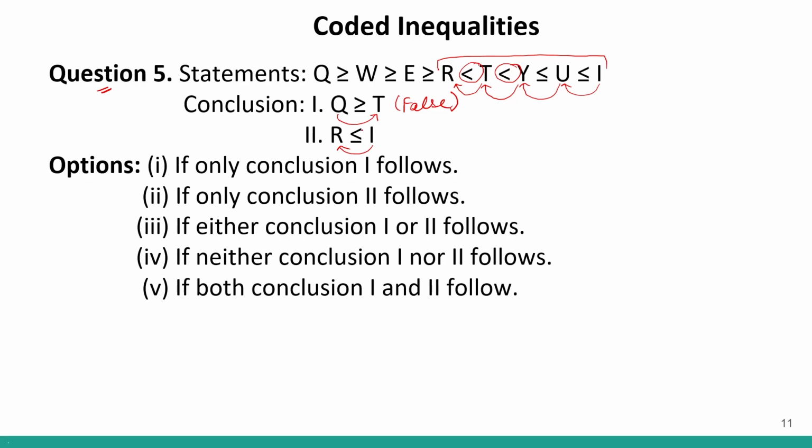Correct? So we have to find whether I is greater than or equal to R. But over here, I can conclude that I is greater than R, but I cannot conclude that I is greater than or equal to R. This much information I can conclude. So this statement will be false. Okay. So my answer will be option number 4, that neither conclusion 1 nor conclusion 2 follows. Clear?